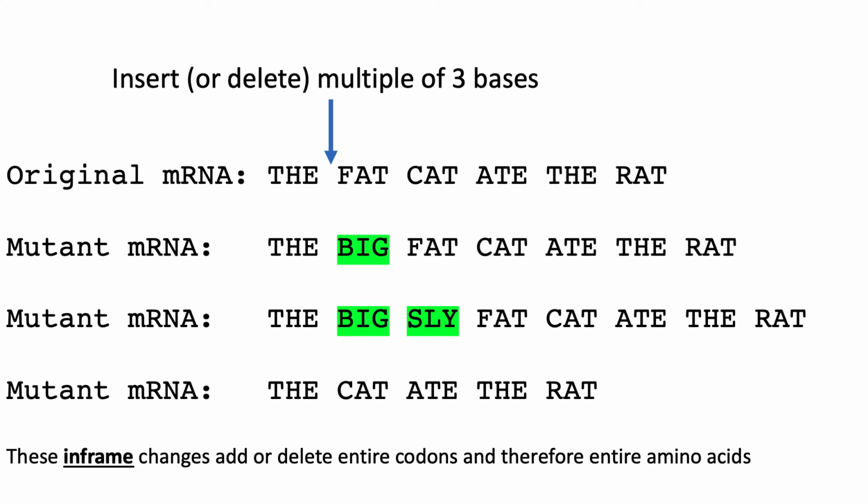Sometimes, however, insertions and deletions happen in multiples of 3 bases. When this happens, a frameshift does not occur, and the mRNA maintains essentially the same codons, resulting in a polypeptide that has fewer or more amino acids, but is almost the same as the unmutated allele. Using the English example, you can see that the sentence may be changed to "The big fat cat ate the rat," or "The big sly fat cat ate the rat," or with a deletion, simply "The cat ate the rat."